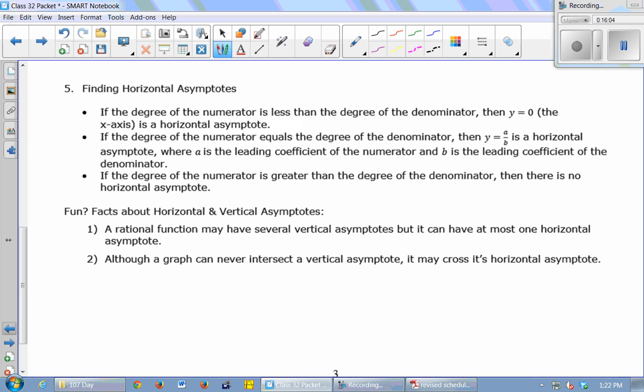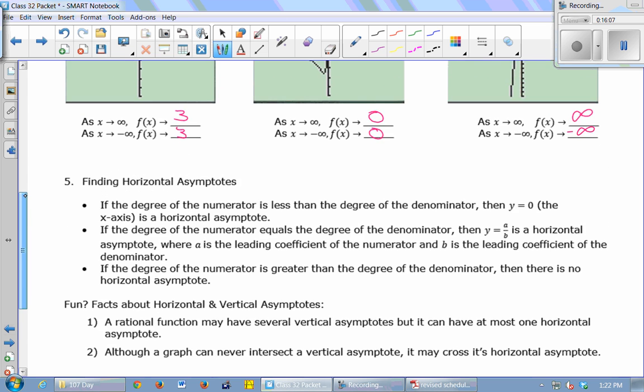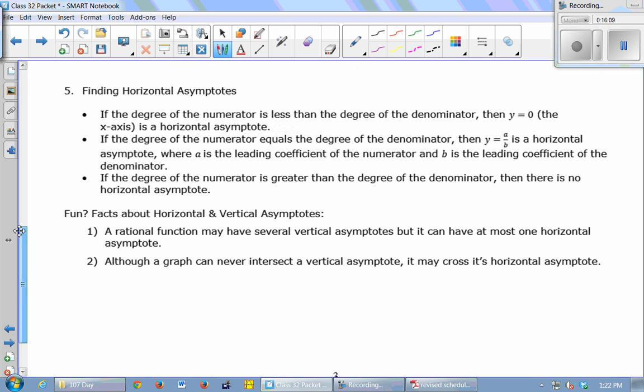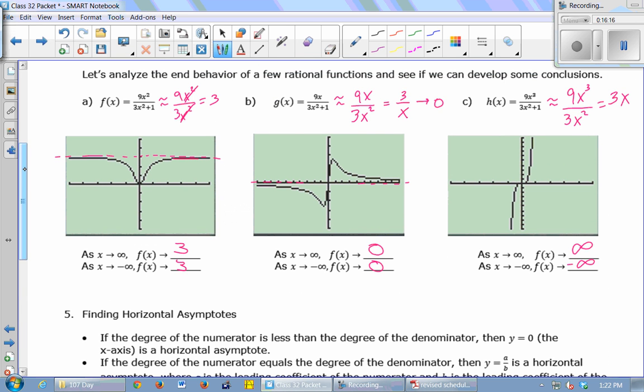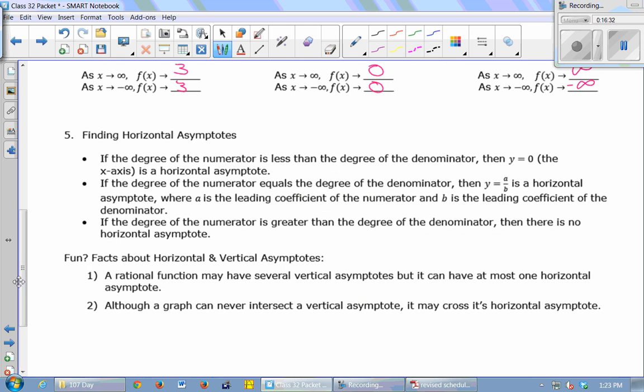All right, so for finding horizontal asymptotes, we had 3 cases. These were our 3 examples. If the degree of the numerator is less than the degree of the denominator, that was the middle case here, our asymptote is at 0. Because after you cancel, you're going to end up with some x's in the bottom. They're going to grow really big, and your fraction is going to get small. So when the degree of the numerator is less than the denominator, y equals 0 is your horizontal asymptote. That is the x-axis.